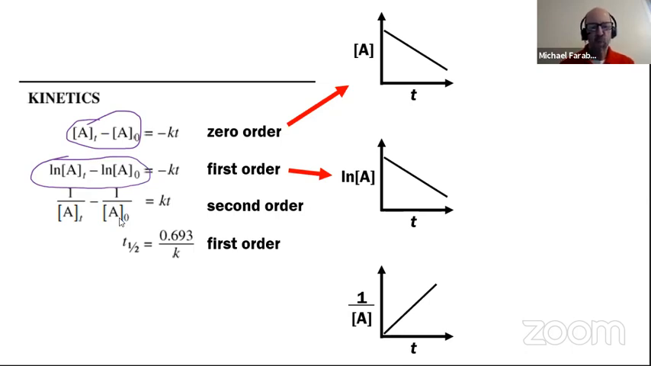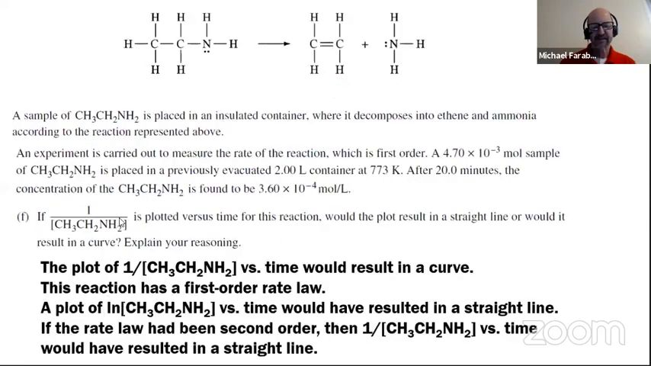And if you plot 1 over the concentration versus time and you get a rising straight line, then the slope would be k. So in this case, we're talking about a first order reaction, and they're asking, what if you plot 1 over concentration versus time? It doesn't match up. So that's what I said. The plot of 1 over the concentration versus time would result in a curve.